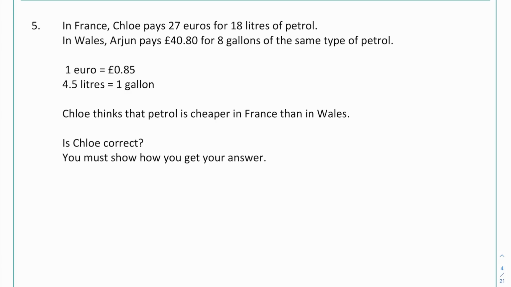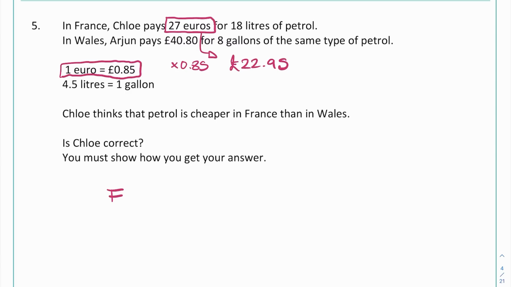So looking at the first one, we can convert the 27 euros into pounds. Now the exchange rate we've been given is €1 is equal to 0.85 pounds. So the pounds number is going to be smaller. So for this one here, we're going to have to multiply by 0.85 to ensure we get that smaller value. 27 times 0.85 is £22.95. Now that means in France you get 18 litres of petrol for £22.95.